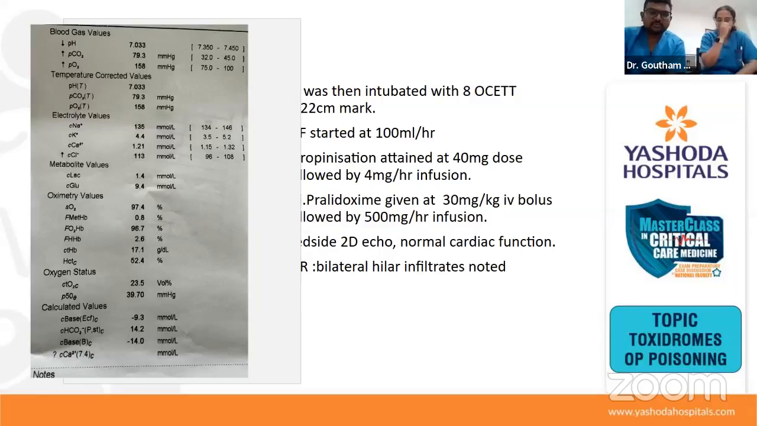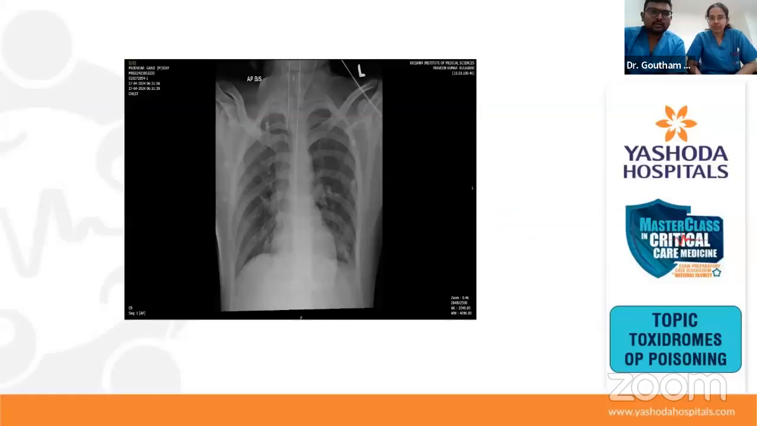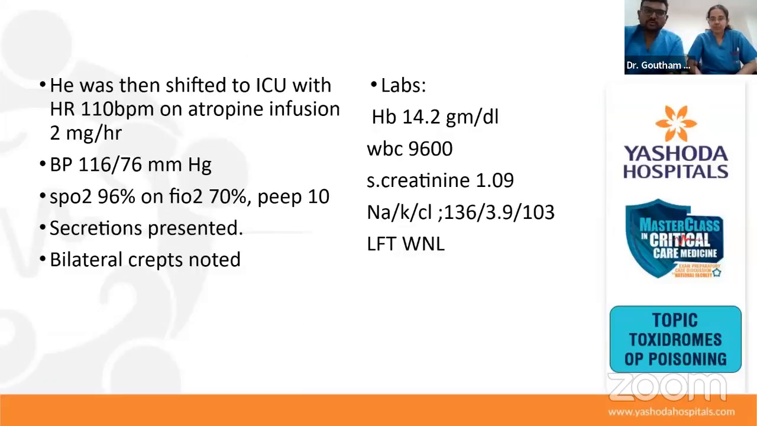On chest X-ray, we noticed bilateral hilar opacities, and then he was shifted to our ICU. After atropinization, his heart rate was around 110 beats per minute, with the infusion continued at 4 mg per hour, and blood pressure was 116 by 76 millimeters of mercury. Saturation was 96%, requiring an FiO2 of 0.7 with PEEP of 10. Secretions were still present and bilateral crepts were noted.